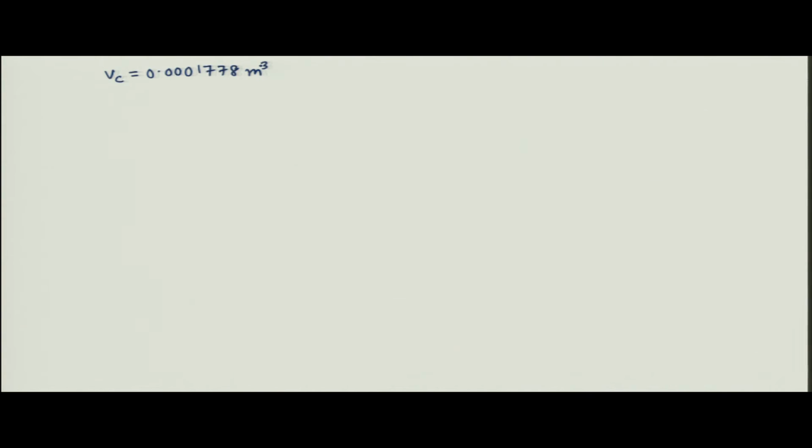So, we can now find what is the V1. V1 is nothing but Vc plus Vd, clearance volume plus displacement volume, that should be equal to 0.000178 plus Vd, Vd is 0.0032, that is the displacement volume. If you add it up, it comes to be 0.003378 meter cube. That is the volume at the beginning of the compression stroke.